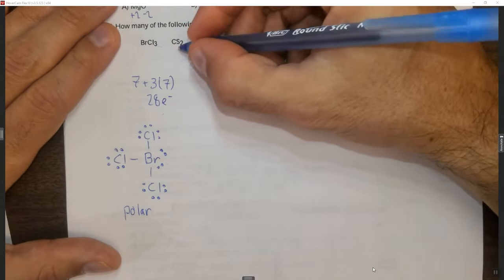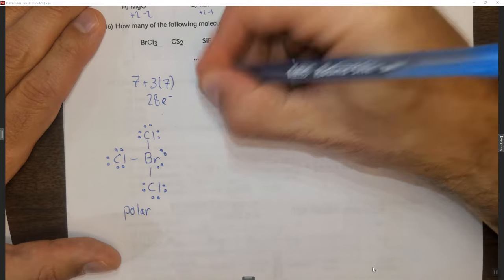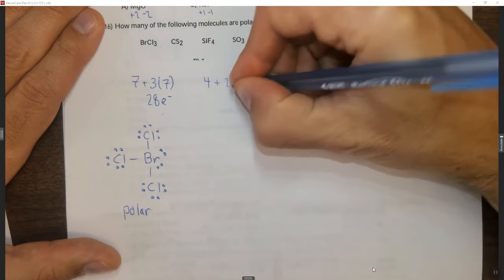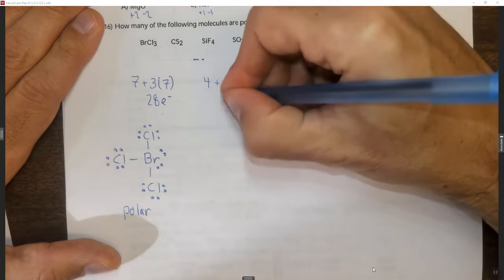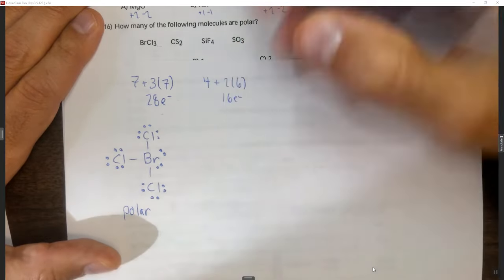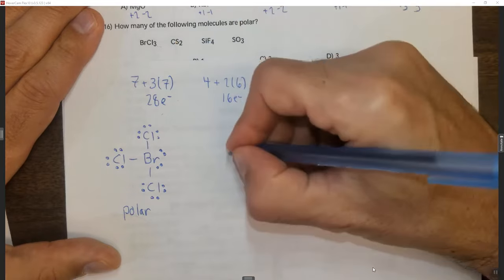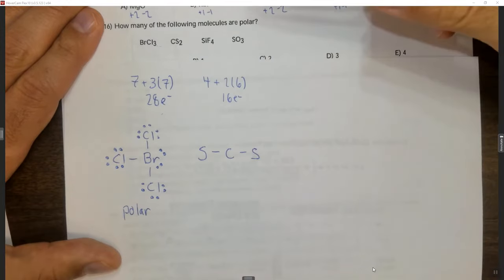For CS2, I want to count the valence electrons. That's the first step. Carbon's in 4A, so it has 4, plus 2 times 6, since sulfur's in 6A, which is a total of 16 electrons. Put the least electronegative atom in the middle. Carbon is farther away from fluorine than sulfur is, so carbon goes in the middle, and we bond it to 2 sulfurs because it's CS2.